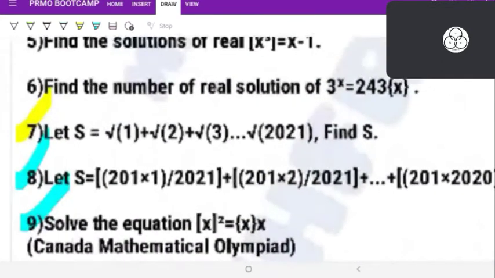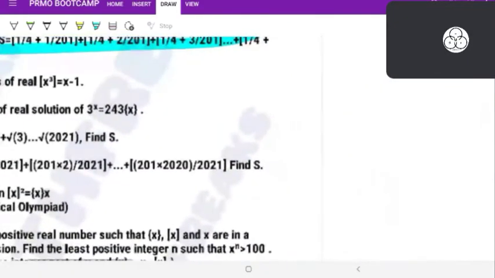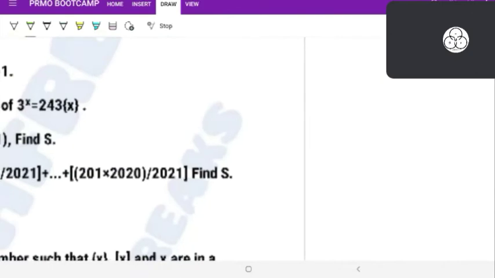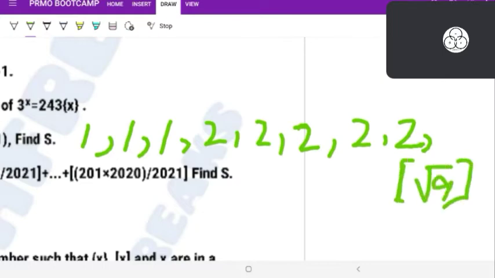Another chosen problem is this. A problem involving root. This is very easy. Just find the first few terms, you will get a pattern. For root 1, this will be 1. For root 2, this will be 1. For root 3, this will be 1. For root 4, this will be 1. For root 5, this will be 2. For root 6, this will be 2. For root 7, this will be 2. For root 8, also this will be 2. For root 9, box, this will be 3.